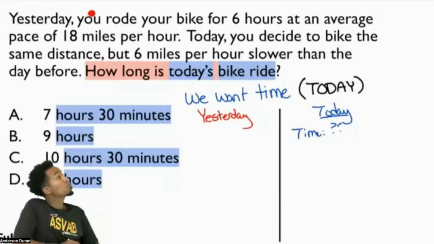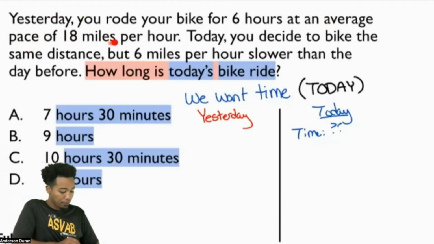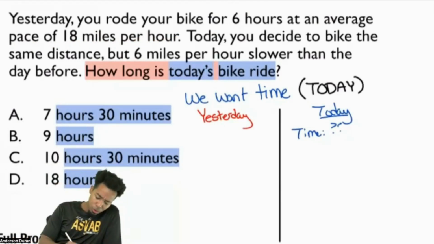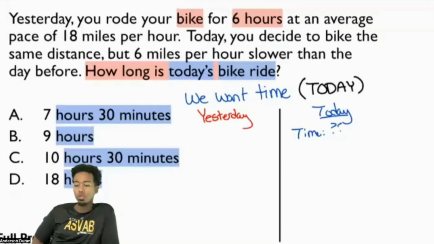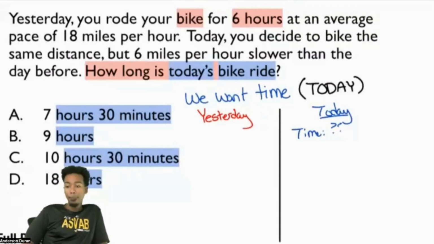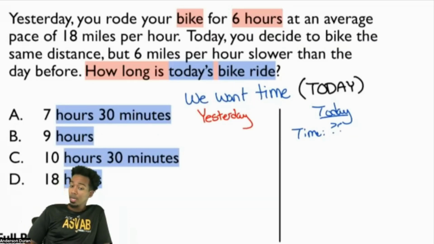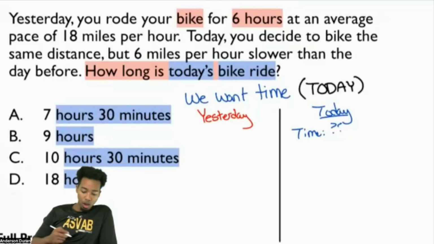Yesterday, you rode your bike for 6 hours at an average pace of 18 miles per hour. Okay, everybody, let's take it nice and slow here. So we biked for 6 hours. Everybody, what kind of a unit is that? 6 hours, what kind of unit? Great, that's time. Follow-up question: does that 6 hours belong on this side, yesterday, or this side, today? Which column does it belong in?